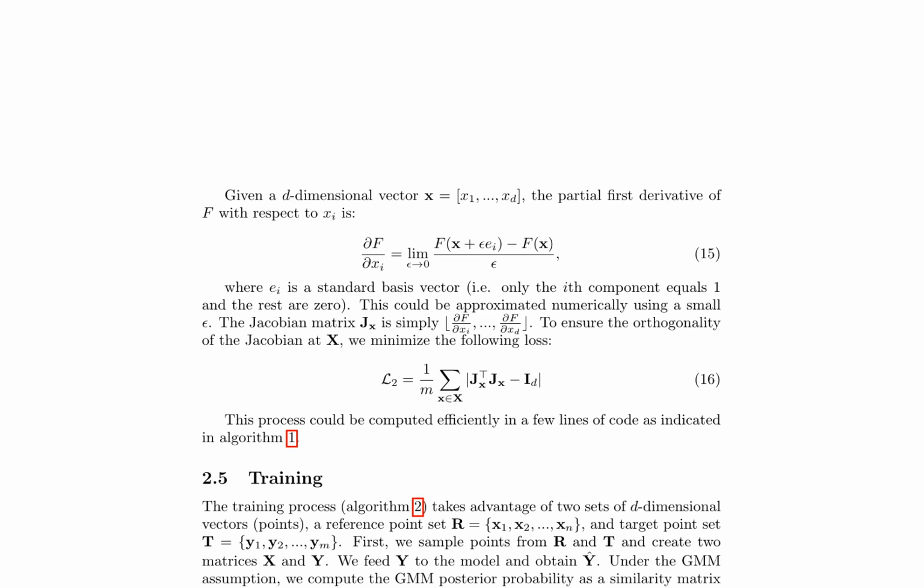The training process involves two sets of d-dimensional vectors, a reference point set R and a target point set T. The model is trained by sampling points from R and T, creating matrices X and Y, and feeding X to the model to obtain Y-hat. The GMM posterior probability is computed as a similarity matrix, and the loss L1 is estimated as the negative log likelihood. The Sinkhorn divergence approach is also used to compute equation 10. The soft kNN operator is applied to construct the kNN-Graph for both the input X and the output Y-hat, and the loss L2 is computed as the mean squared error between the two.